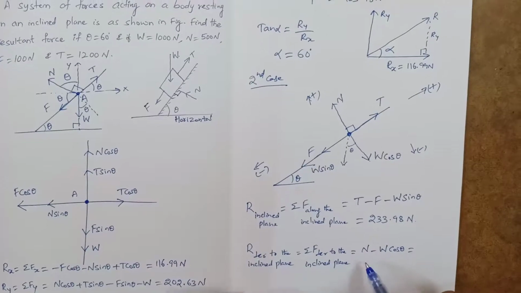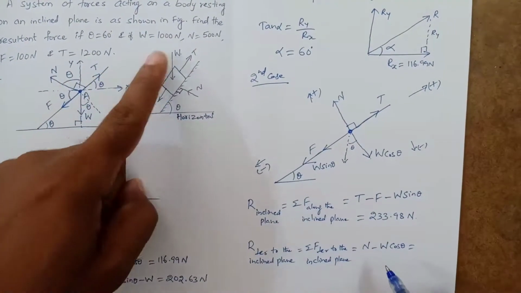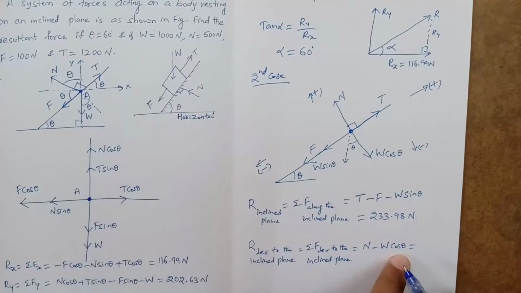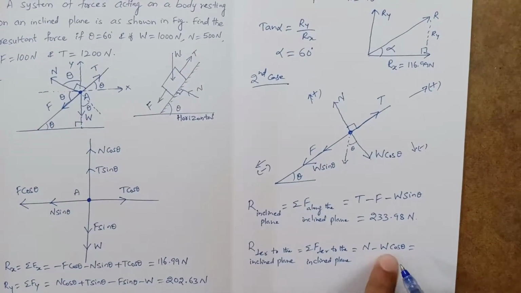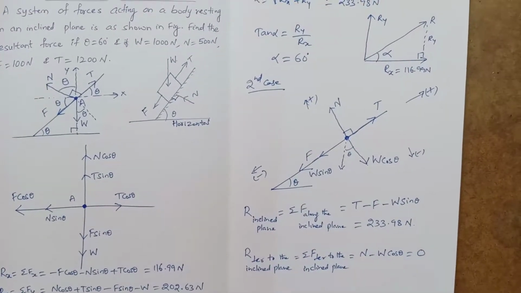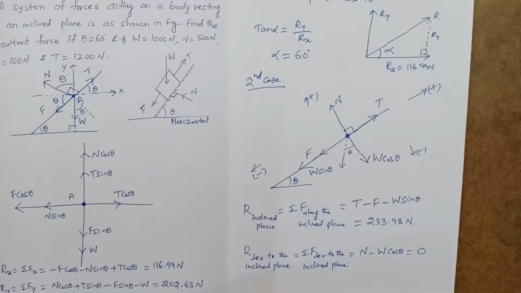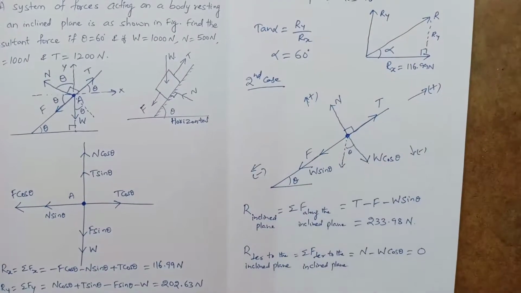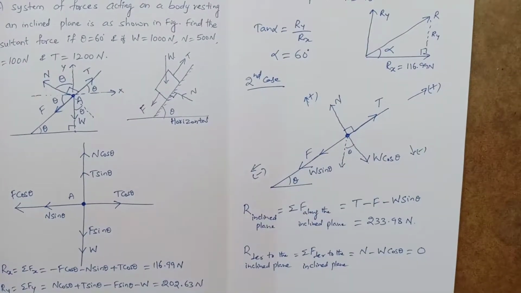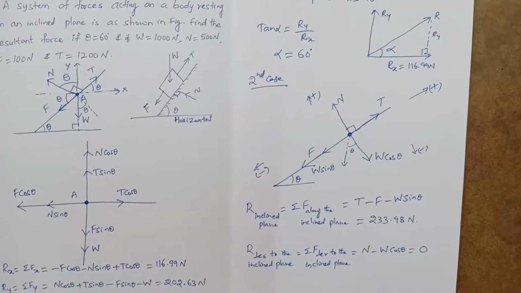Here N is given as 500 and W is given as 1000. Cos theta means cos 60 is 1 by 2, so 1000 times 1 by 2 is 500, N is 500, so we will get 0. We get 0, that is, there is no force along this direction; the resultant force along the normal to the inclined plane is 0, right?